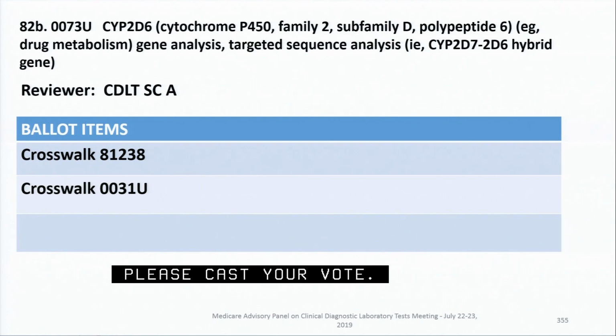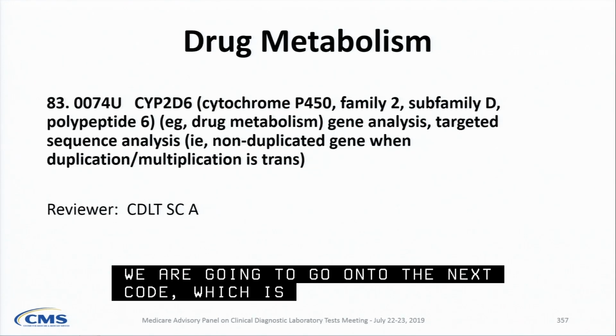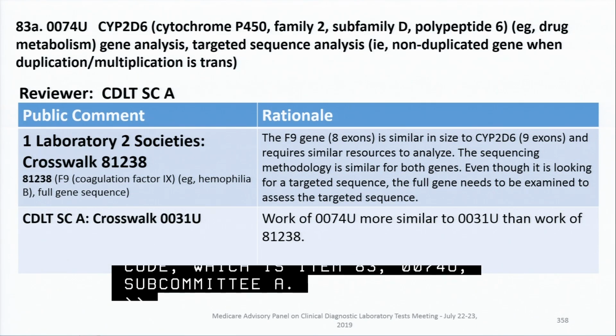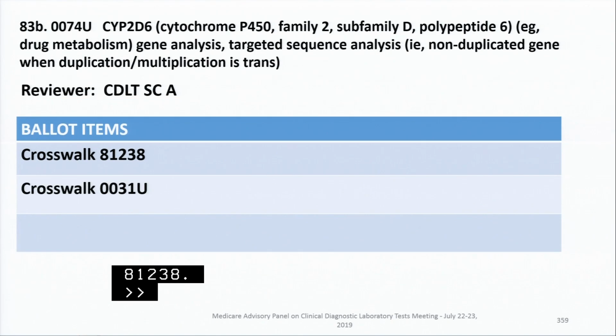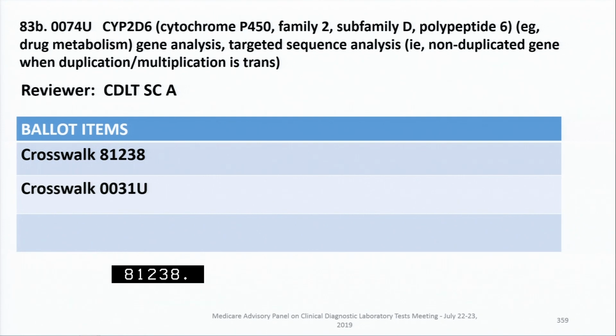We're going to go on to the next code, which is item 83, code 0074U. And I'm going to turn this over to Dr. Bossler. Our crosswalk recommendation is 81238. Any questions from those on the phone? Hearing none. People in the room? Hearing none. For 0074U, your ballot item is only 81238 and gap fill.